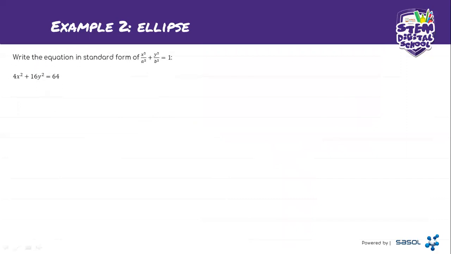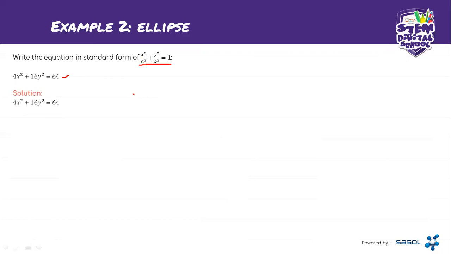We are still under example 2, ellipse. Now it says write the equation in the standard form of x squared over a squared plus y squared over b squared equals 1. Now we can see that we're having something new. It must be in this form. But how are we going to do that? Now let's see how we go about it, my dear learners.